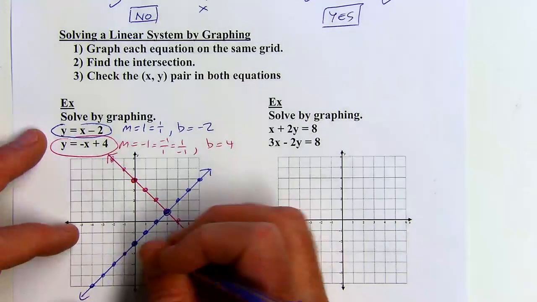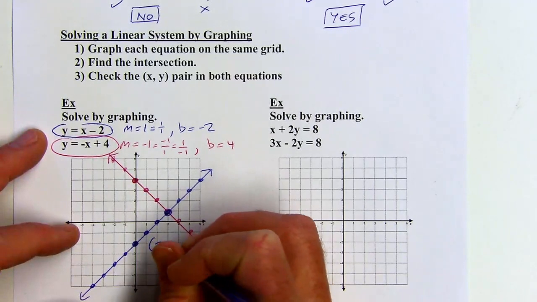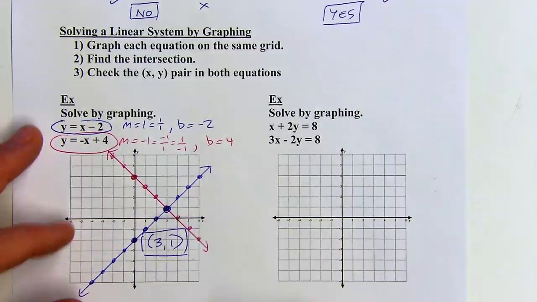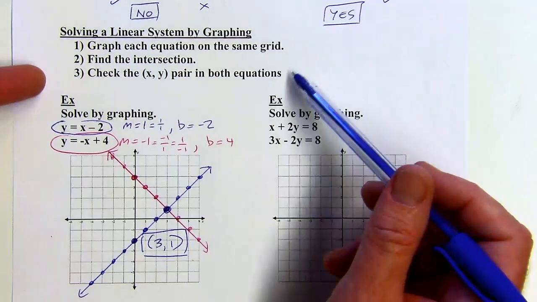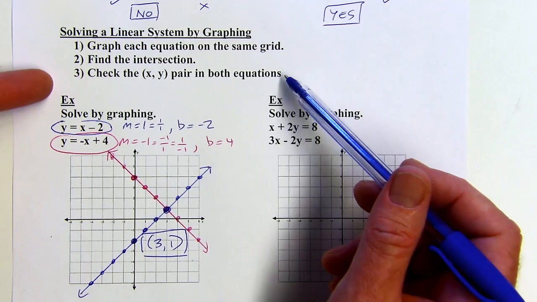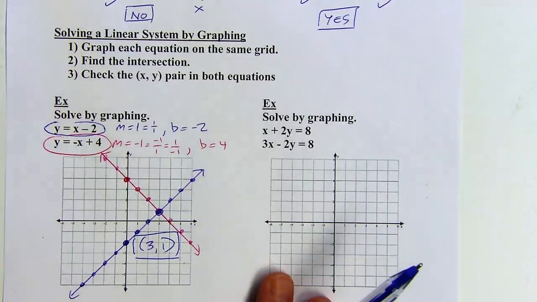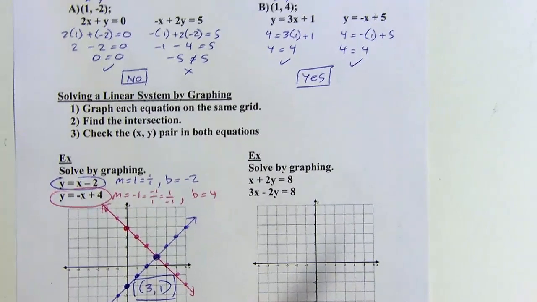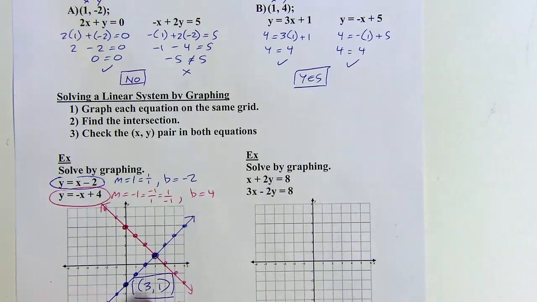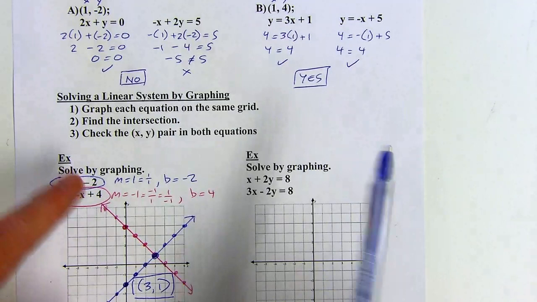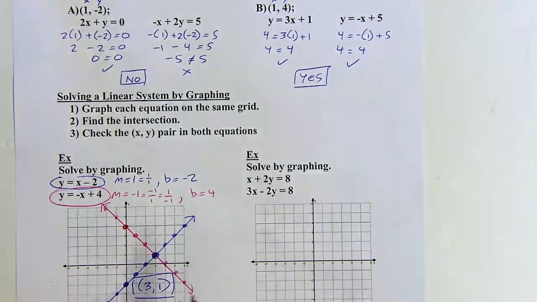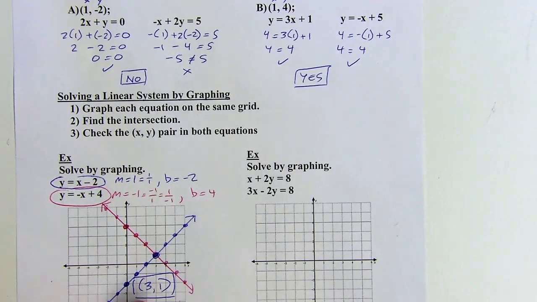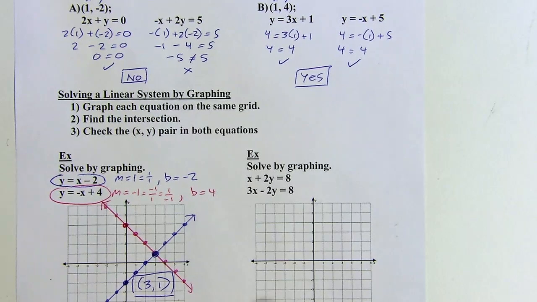So this is the point 3, 1. You can just state your solution as an ordered pair like that, or you could say x equals 3 and y equals 1. That would be fine too. The third step is to check this xy pair. The way you would do that is by plugging 3, 1 into both equations and making sure it works, just like these problems. I'm going to skip that step just in the interest of time, but you can always test your answers. This xy pair should work in both of those equations.